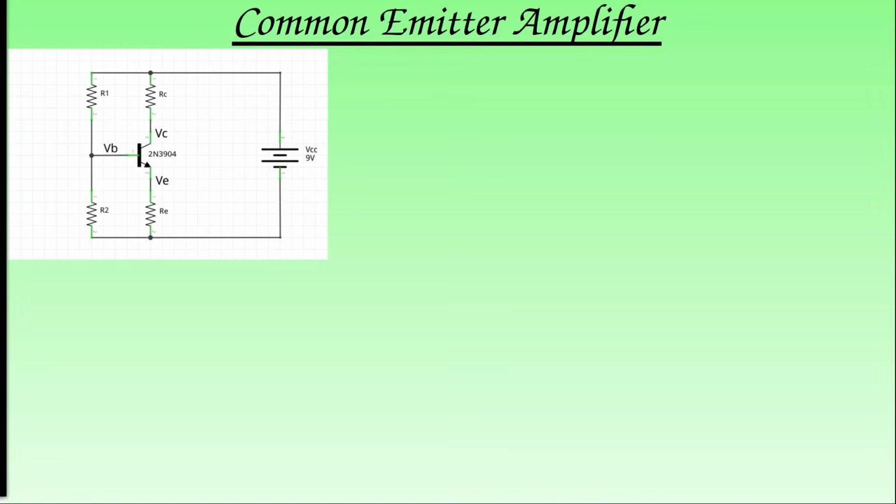Let's build the most classic transistor amplifier in history, the Common Emitter amplifier. We will use a standard 9-volt battery, a 2N3904 NPN transistor, and 4 chip resistors. Now, don't panic, please. The math to design this is incredibly simple if we use these few steps.